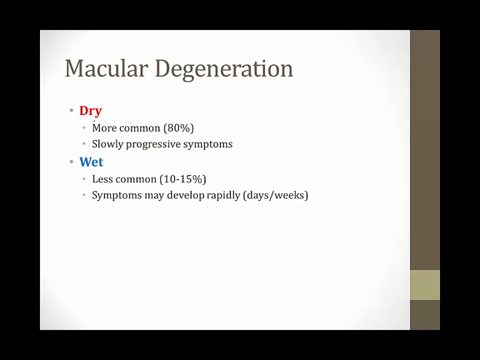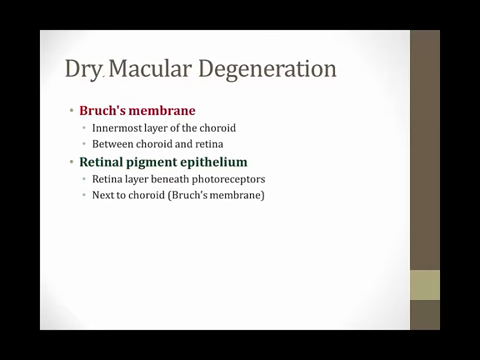There are two types of macular degeneration. The first type is called dry macular degeneration. This is more common. It's responsible for about 80% of cases, and the symptoms of dry macular degeneration are generally slowly progressive. The less common type is wet macular degeneration, and this can develop rapidly with symptoms that occur over days or weeks.